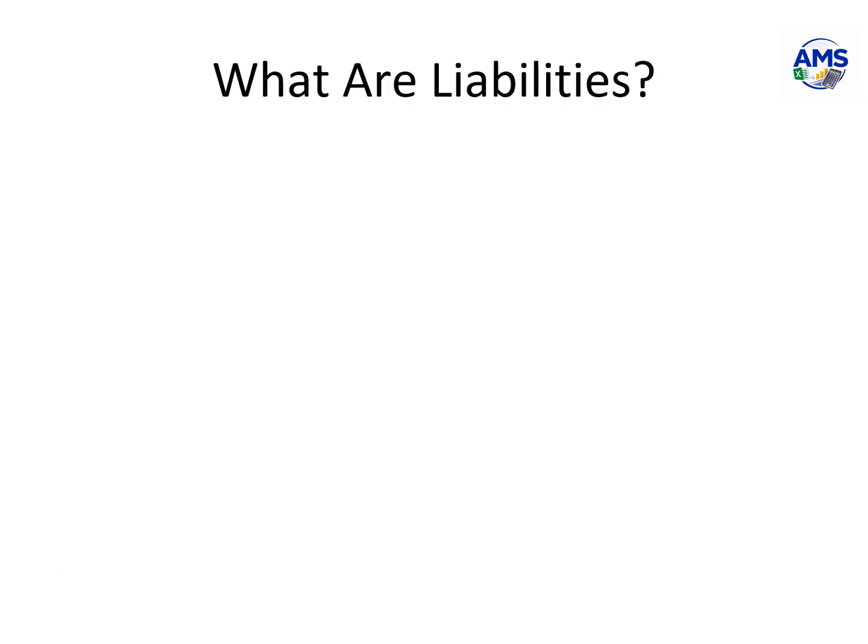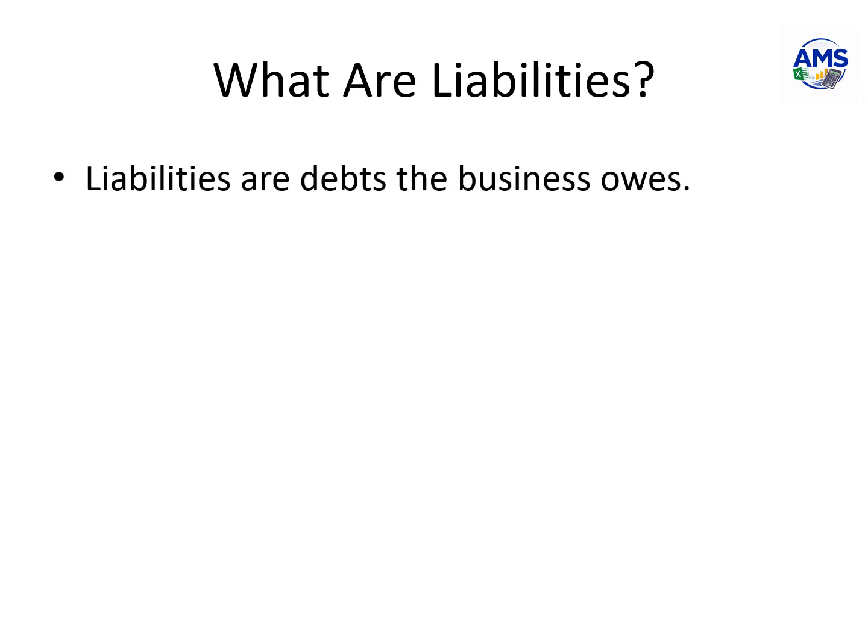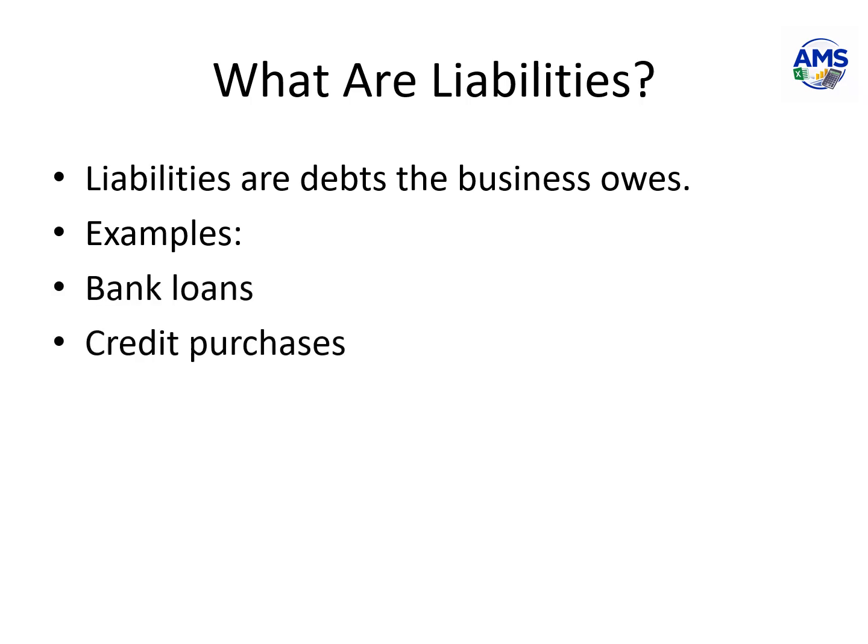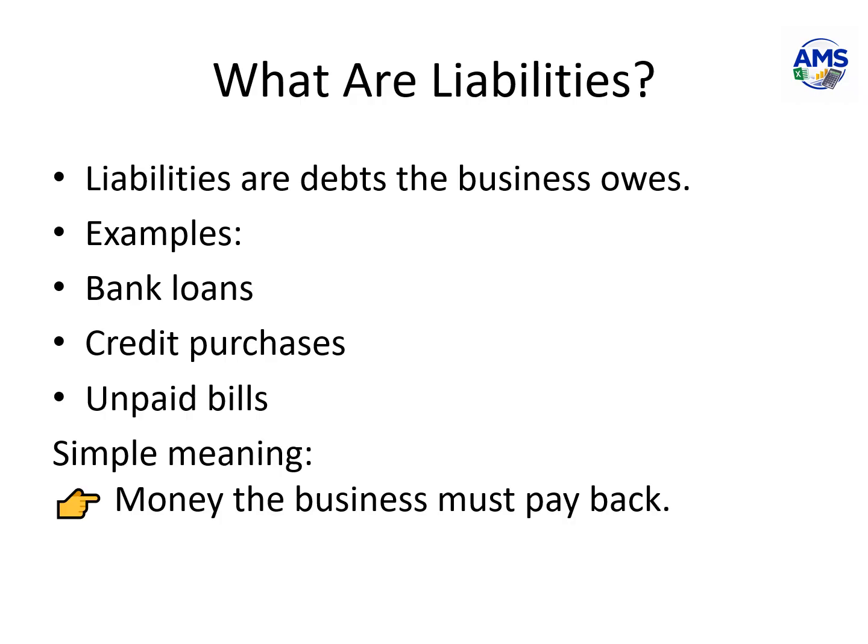It simply means resources the business uses to make money. Let's look at what liabilities are. Liabilities are what the business owes. For example, bank loans, credit purchases, unpaid bills, and so on. If the business must pay it back, then it is a liability. It simply means money the business must pay back.